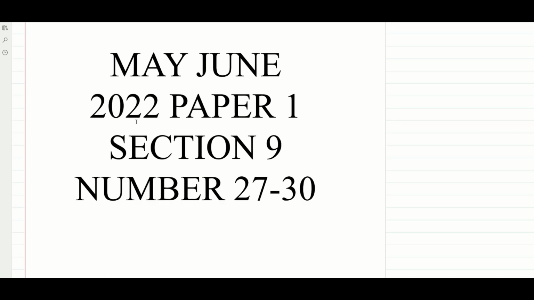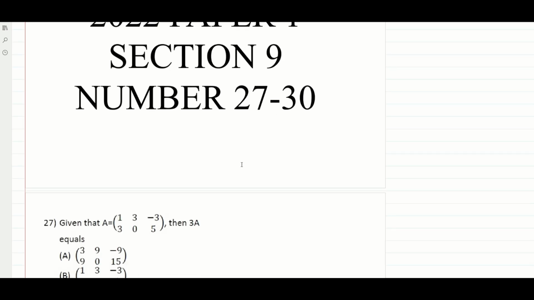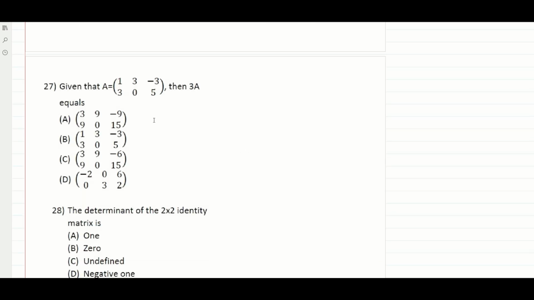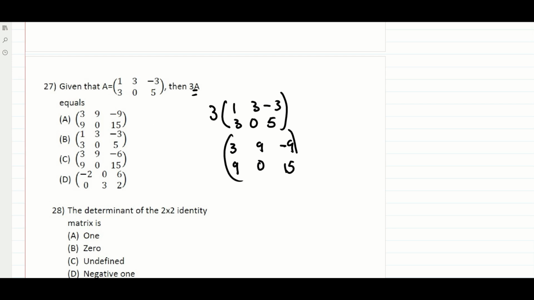Right, May, June 2022, section 9. Given that, then 3A, we're multiplying. This is a scalar matrix they're asking you. That's 3 multiplied by everything here: 1, 3, minus 3, 3, 0, 5. So you're multiplying 3 by each term. 3 by 1 is 3, 3 by 3 is 9, 3 by minus 3 is minus 9, right? 3 by 3 is 9, 3 by 0 is 0, 3 by 5 is 15. So you're looking for this answer here, which is E.